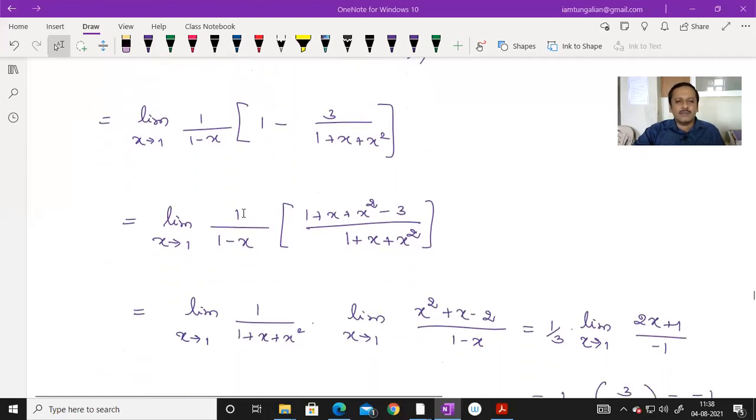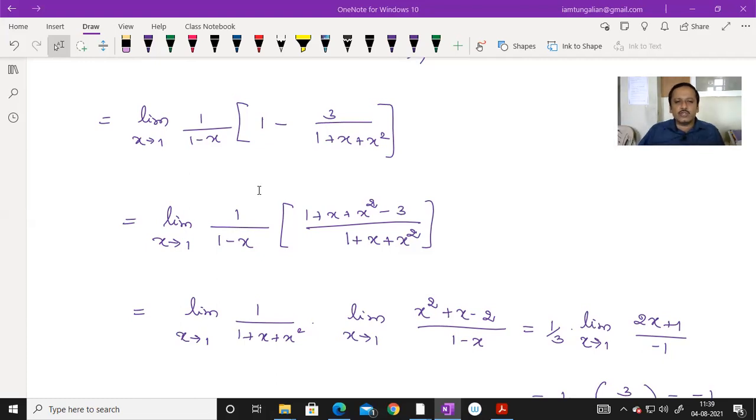Okay. So limit x tends to 1, 1 by 1 minus x. Here I have taken LCM 1 plus x plus x square. So this numerator will be 1 plus x plus x square minus 3. Then what I am doing here is I am just splitting this 1 plus x plus x square, taking it out, and considering this as a product of two functions. Whenever we want to apply the limit for the product of two functions, we can apply the limit separately and then multiply. So limit x tends to 1, 1 by 1 plus x plus x square I will take. And another factor is limit x tends to 1.